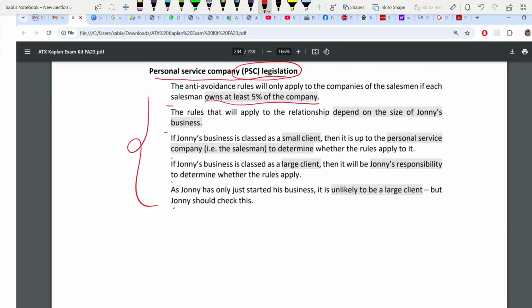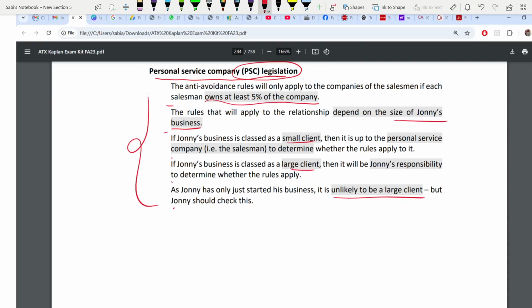Next, rules will apply to the relationship depending on the size of Johnny's business. You have to talk about the size. Very important. If it's a small client, what is the implication? If it's a large client, what is the implication? And based on the case study, what is your conclusion? Whether Johnny is a small client or a large client. Very simple: 5% rule, size, small, large, conclusion.